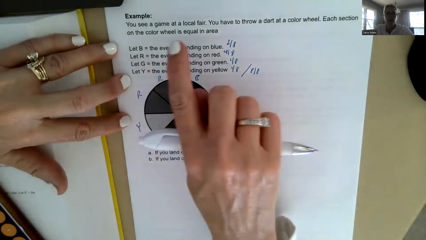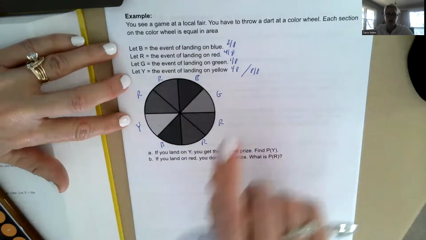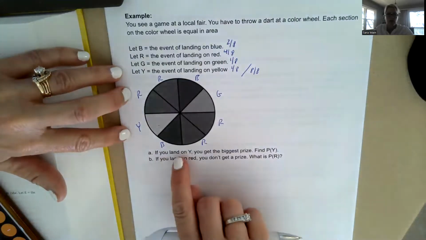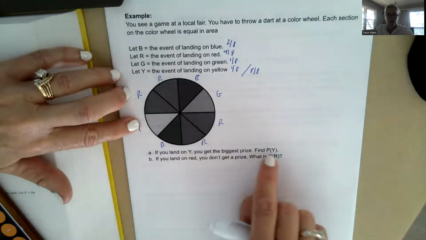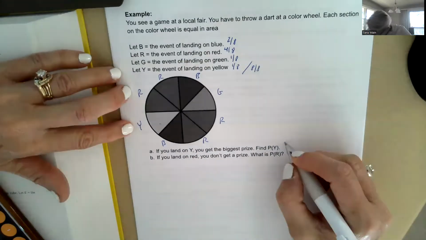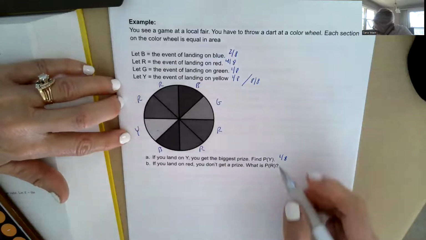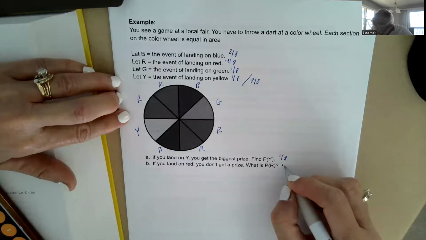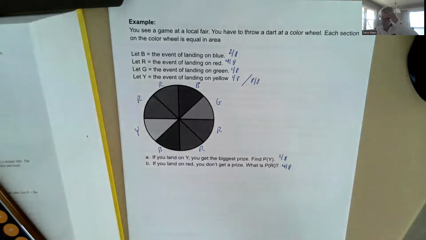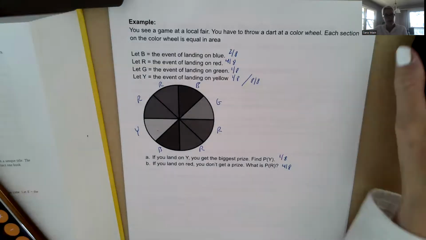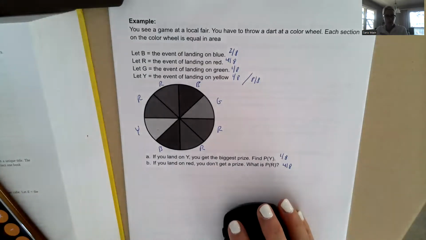It says you see a game at a local fair, you have to throw a dart at a color wheel. A says if you land on yellow, you get the biggest prize. So the probability of Y is 1 out of 8. If you land on red, you don't get a prize. And the probability of red, we said, was 4 out of 8. And that concludes the last part of lesson 3.1, our introduction to some basic probabilities. And catch me back for 3.2.